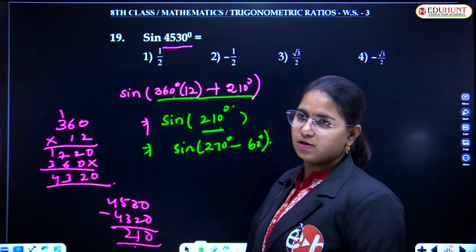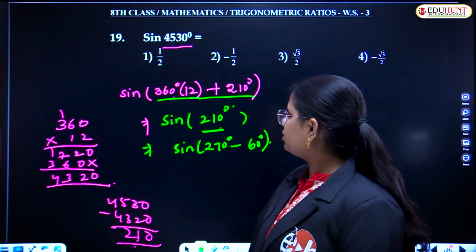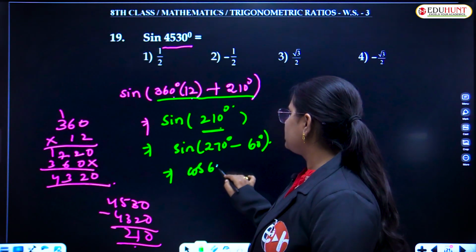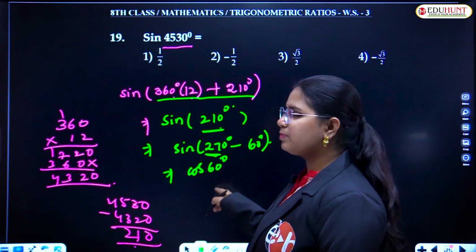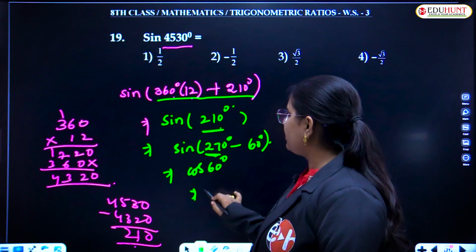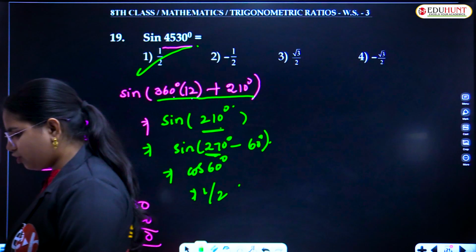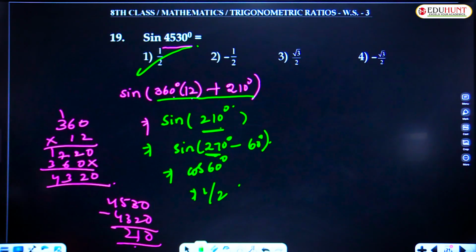Seven minus six is one. Am I correct? So what will I get now? Cos 60 degrees, because it's an odd multiple, the function changes. What is the value of cos 60? Which is 1 by 2. Right? The value of cos 60 is 1 by 2.